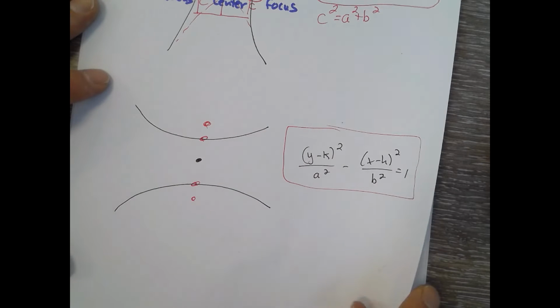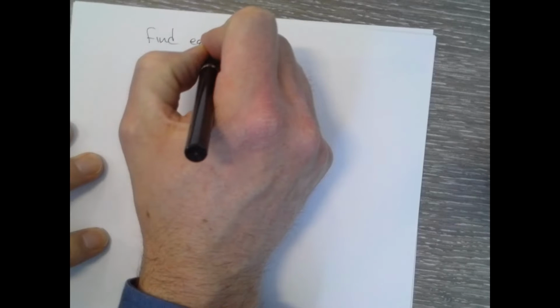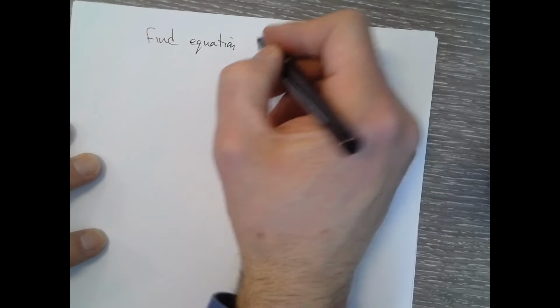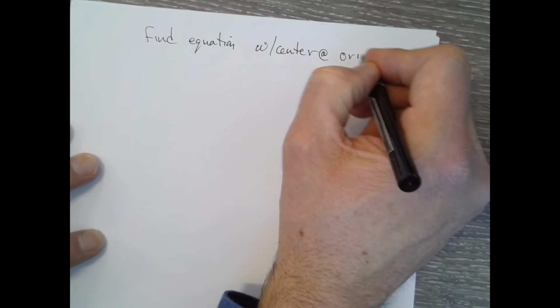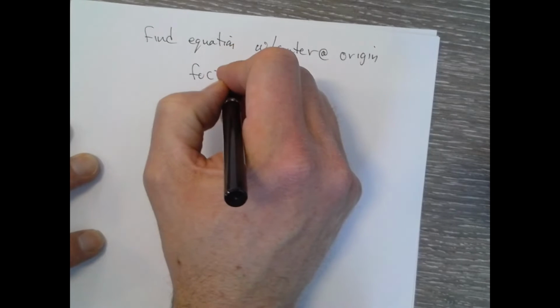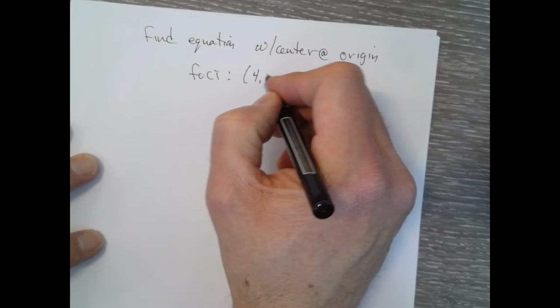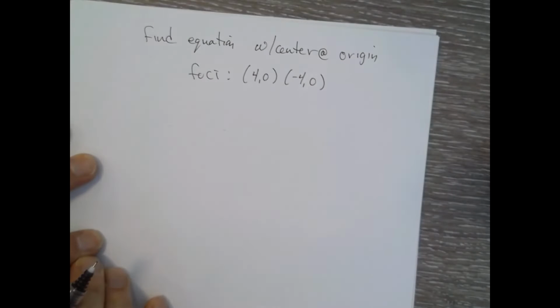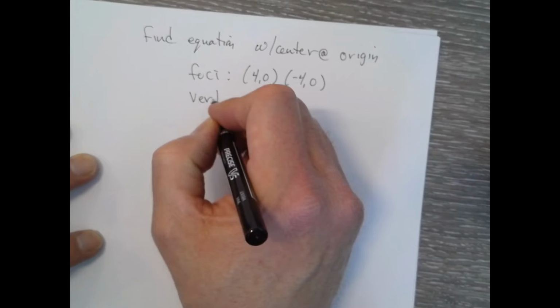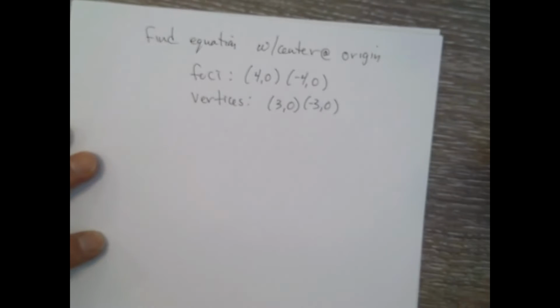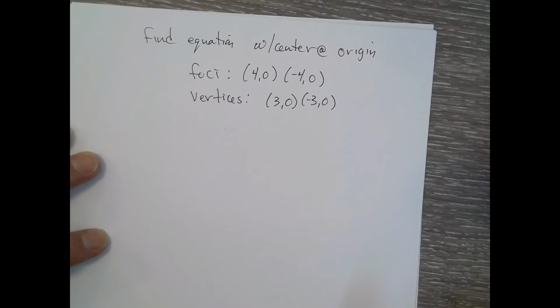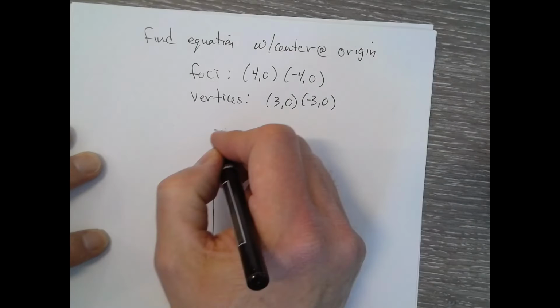All right, so I'll start with an example. Let's see if we can find an equation with the center at the origin and foci at (4, 0) and (-4, 0). And I'll even give it vertices at (3, 0) and (-3, 0). All right, so we're going to try to find an equation. I'll start with a sketch.